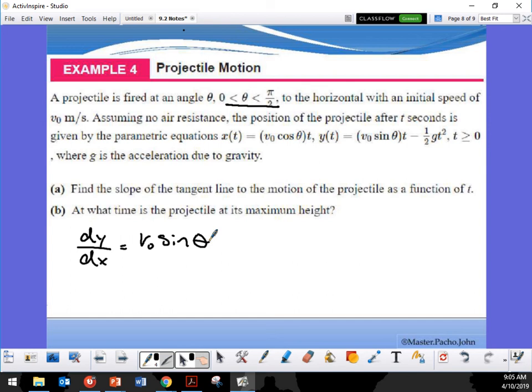Right? And then it's going to be minus. t is my variable, right? So gt over... right? That's not so bad, right? Because in this case right here, if you understand that t is the variable that I'm taking the derivative of, everything else is staying a constant.